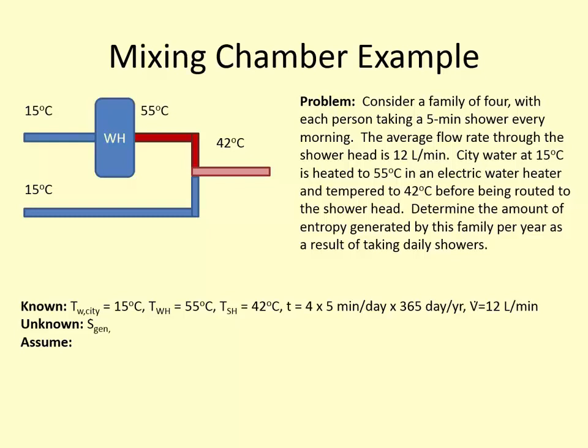So let's first figure out the total shower time per year for this whole family, right? So we have 4 people times 5 minutes per person per day, times 365 days per year. So the total showering time per year is 7,300 minutes per year for all 4 people in that household.